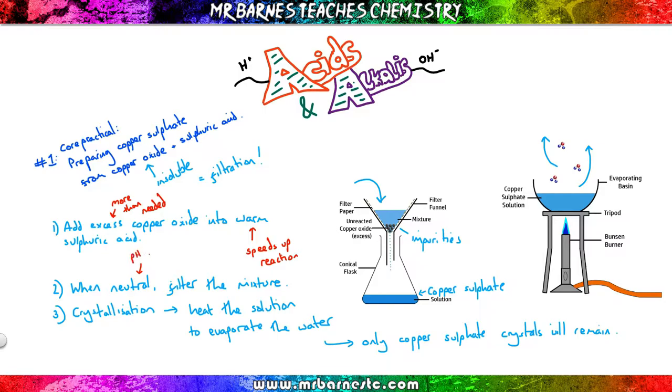How do you know it's neutral? You can either use pH paper or a pH probe. That'll tell you when your solution is neutral. And secondly, when we say heat the solution to evaporate the water, it's usually a good idea to only get rid of about half of it and then leave it on the side to get rid of the rest of the water. If you leave it to cool, the rest of the water will evaporate off and you'll get larger crystals.